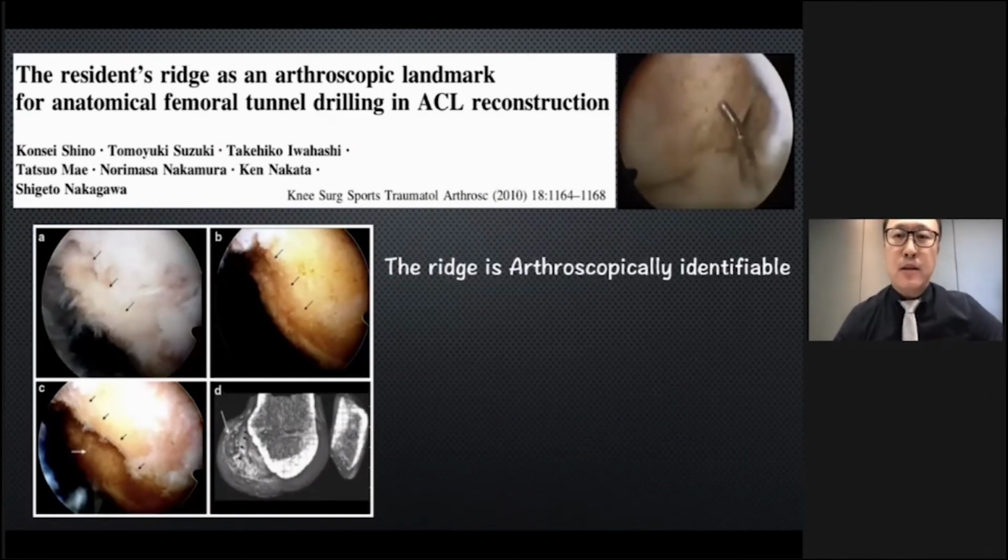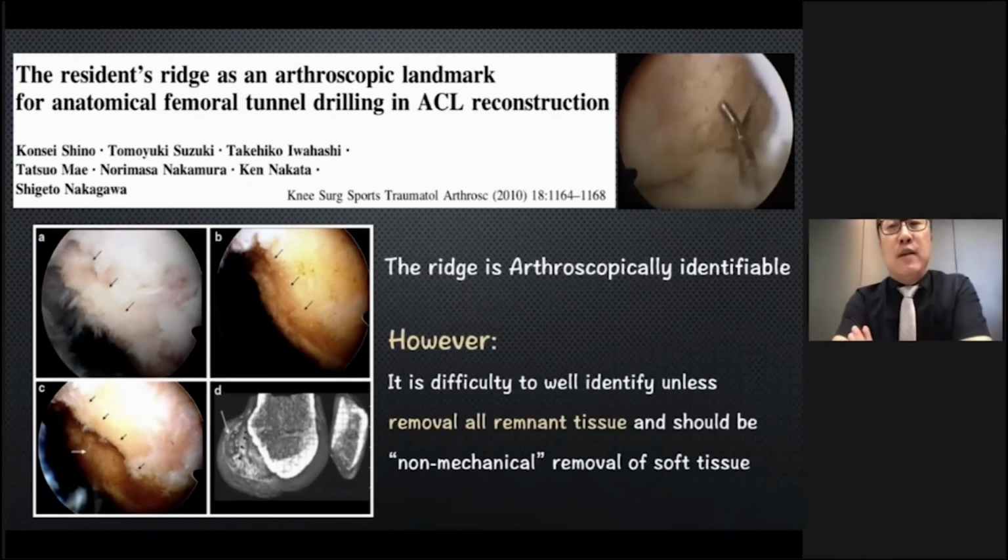We always like to use landmarks to help us recognize the femoral tunnel. The intercondylar ridge is the most popular landmark and can be identified by arthroscope. However, if you want to recognize the ridge, you have to remove all the remnant tissue on the lateral wall. And sometimes if you remove the soft tissue too aggressively, it will disturb the ridge, and then you cannot find it.